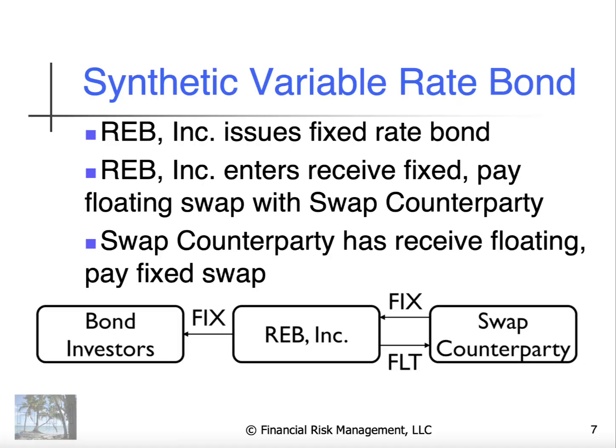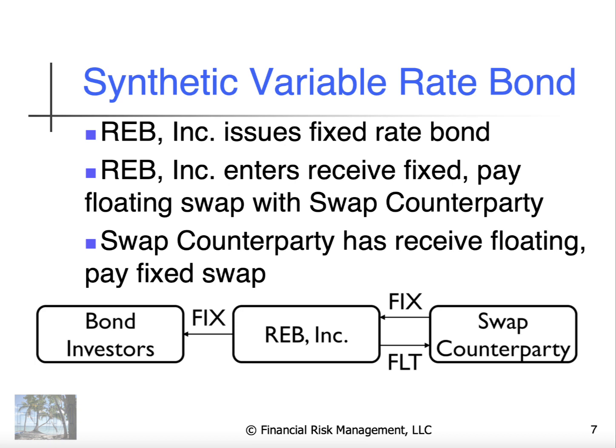Well, how are swaps used? If you think of some company, REB Incorporated issues a fixed-rate bond because that's what my bond investors want. However, as the company, what I really want is a floating rate exposure because my assets are floating. So I want my liabilities to be floating, say. And so what I will do as REB is I will issue my fixed rate to bond investors because that's what they want. And I'll enter into a receive fixed pay floating with a swap counterparty.